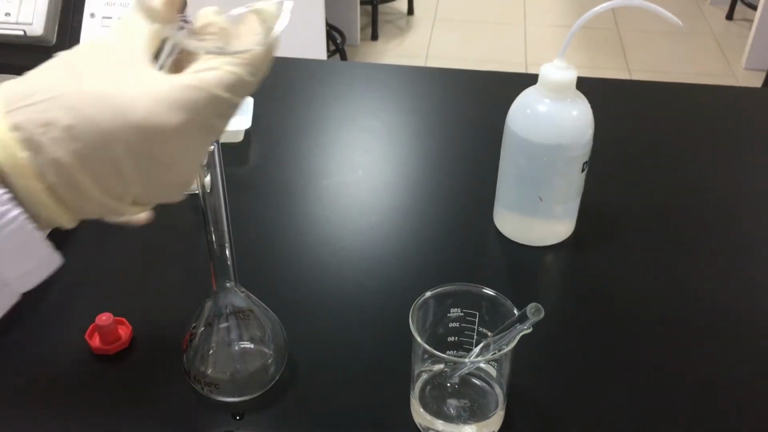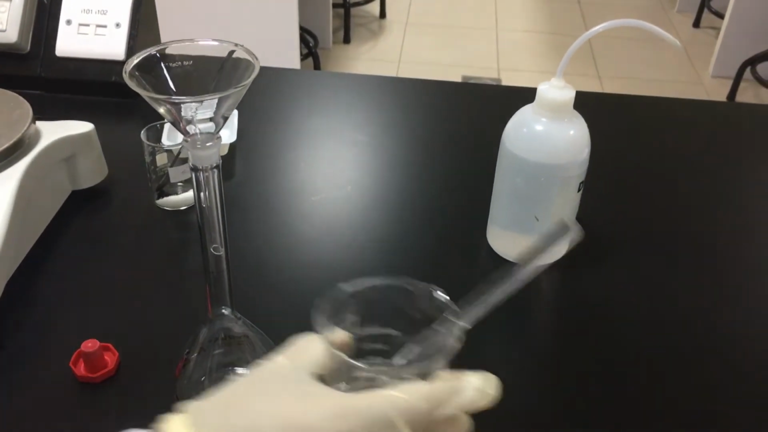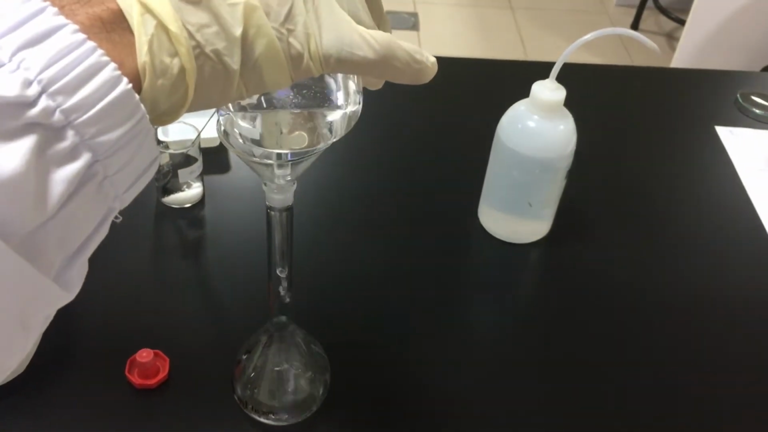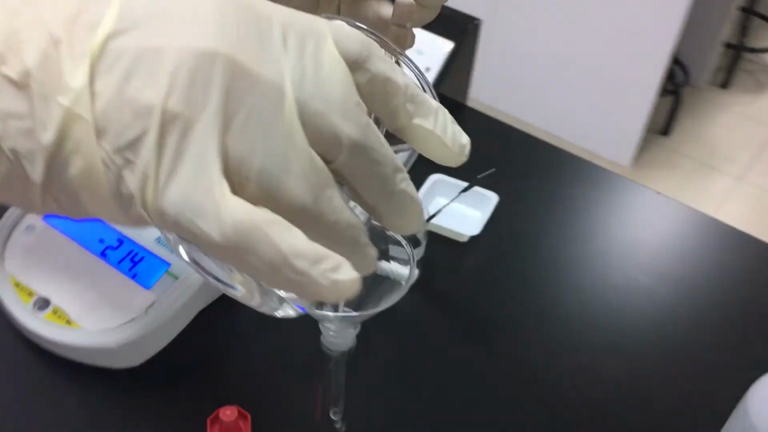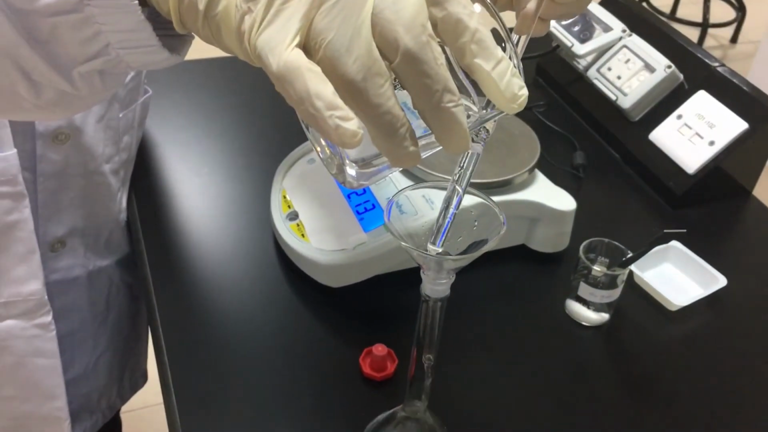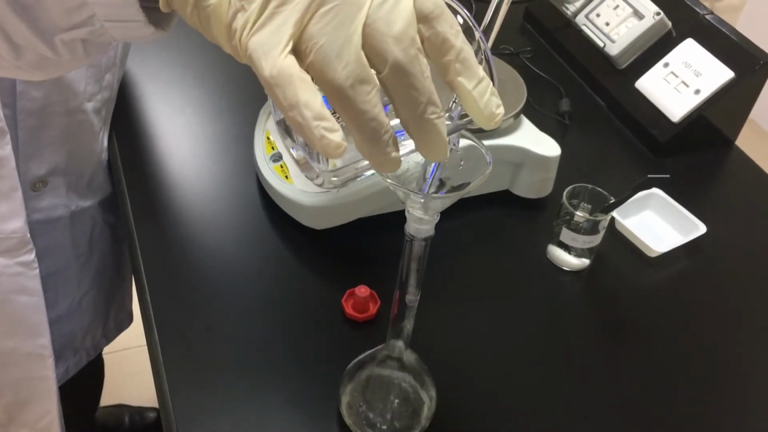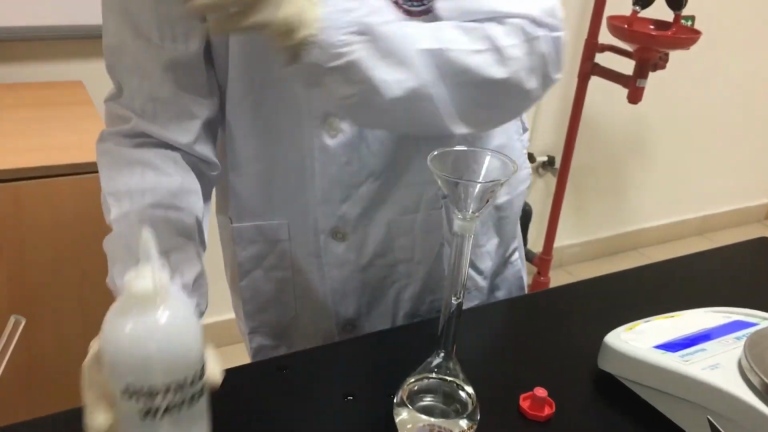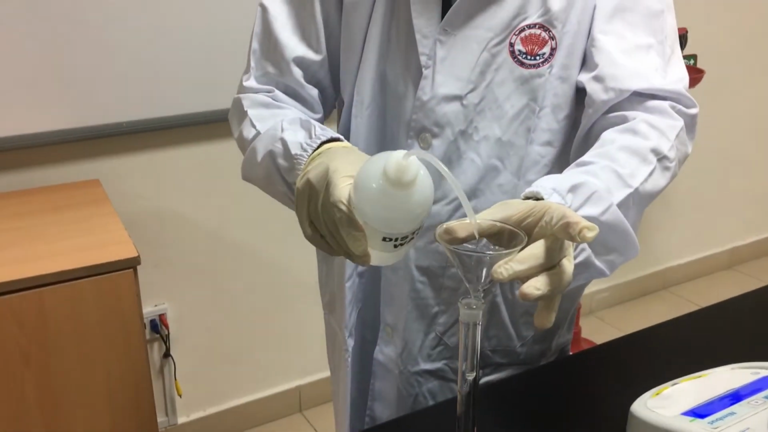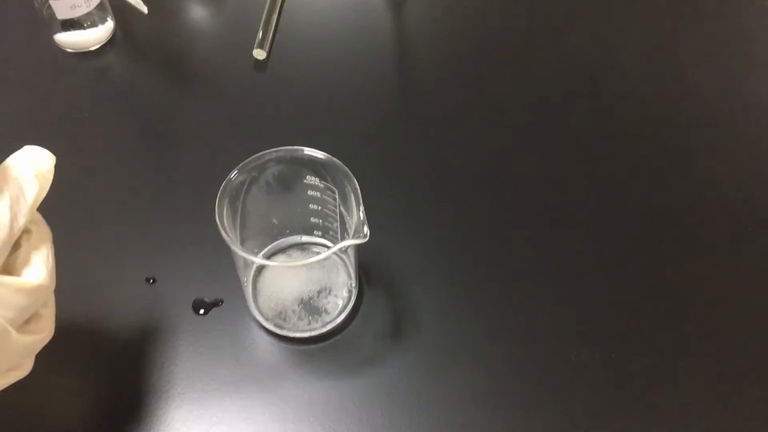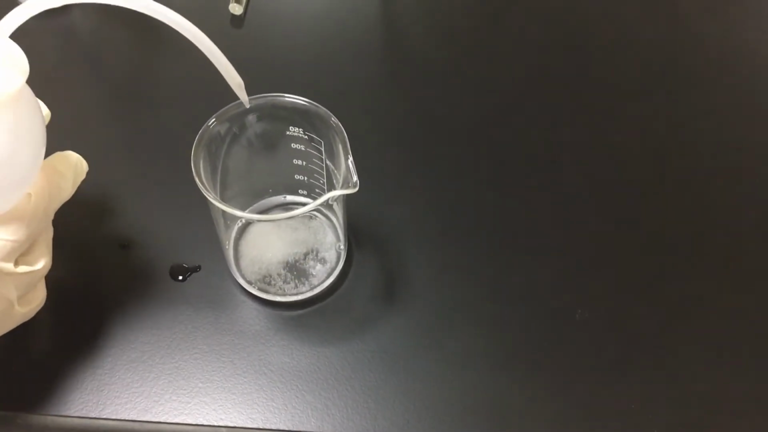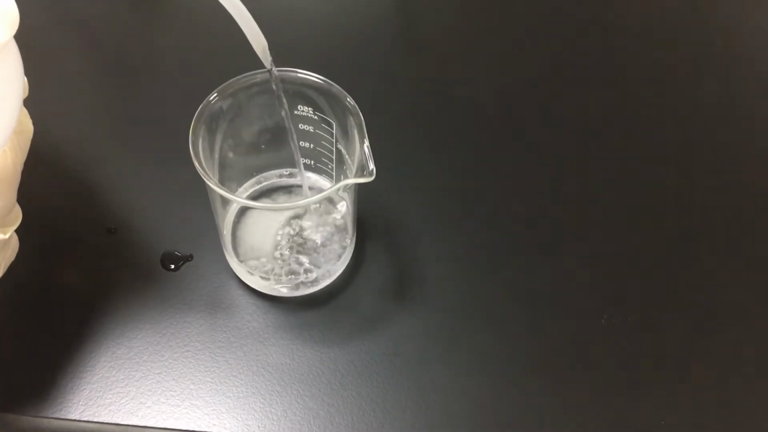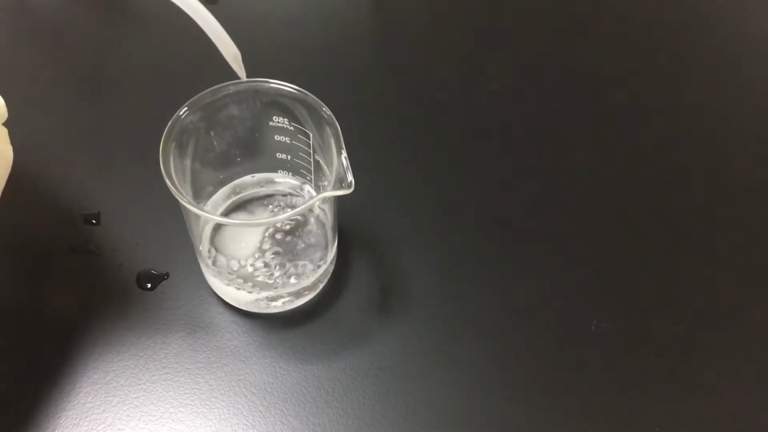A filter funnel is used to safely transfer a liquid from one vessel to another, especially when the receiving container has a narrow opening. Plastic wash bottle, mainly used for rinsing glassware and for dispensing small amounts of distilled water. It is mainly used when adding water for dissolving or for chemical reactions.